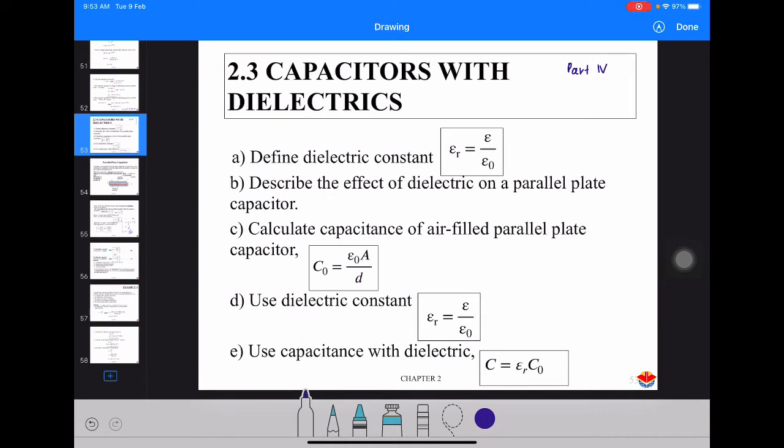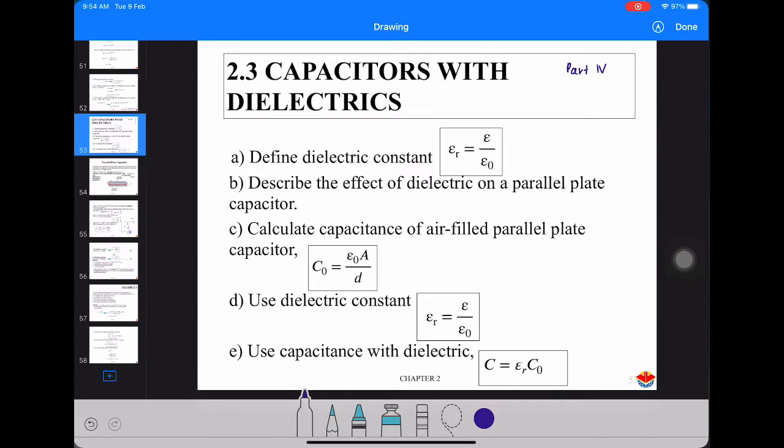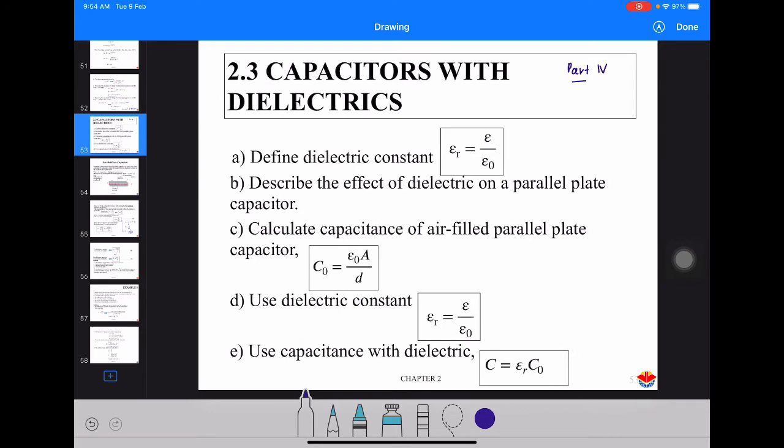So in this video we cover the last part of this chapter. This one is basically part 4, which covers subtopic 2.3. So this is the last one. Define dielectric constant. For this chapter you will learn how to define and describe the effect of dielectric, calculate the capacitance, and how to use the dielectric constant as well as capacitance with dielectric.